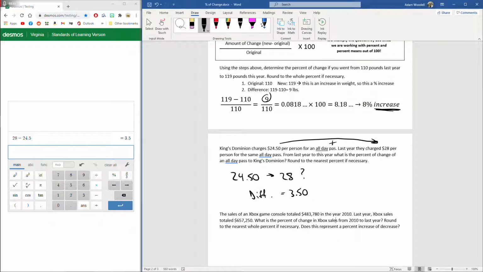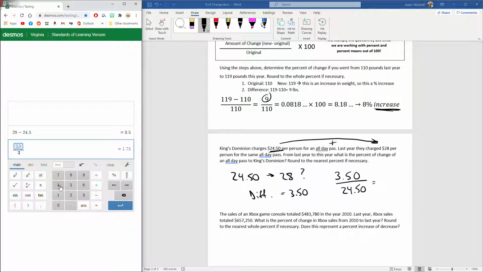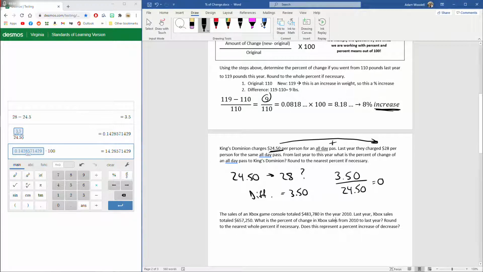To find the percent of change, I'm going to take this difference and divide it by the amount that I started with. In this case, I started with $24.50. So I'm going to go with my $3.50. I'm going to divide it by the starting amount, which was $24.50. Let's figure out what that is. $3.50 divided by $24.50. And I get some crazy decimal. I don't like that crazy decimal, so let's change that to a percent by multiplying by 100, and cool. It's about, well, let me write this number down first.